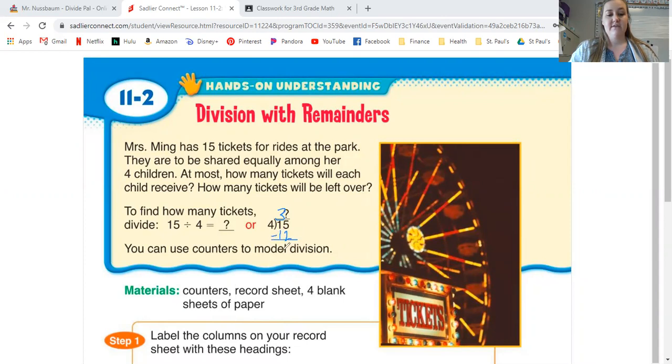15 minus 12 gives me a total of 3. So that means she'd have 3 left over. So we would write this out, 3, remainder, which can be written with an R, and then 3. That tells me there's 3 that she can give to each of the 4 kids, but then after that she's going to have 3 left over, because it wouldn't be fair to give 3 of the kids one extra one, but one doesn't get that extra one.